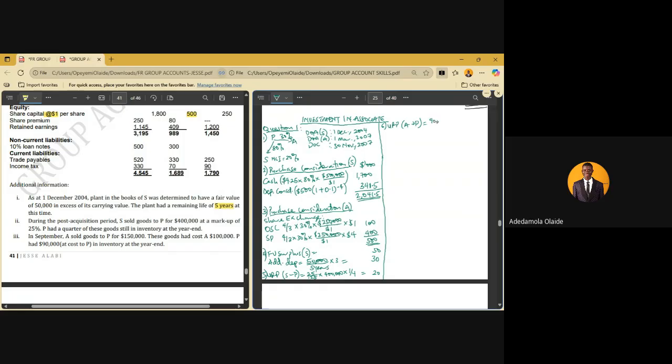90,000 is the inventory remaining, divided by the total cost of the inventory, 150,000, multiplied by what? Multiplied by 150,000 minus 100,000. We've done something like this before. 150 minus 100 is giving us the profit on the entire sales, 50. 90 over 150 is giving us what percentage of the goods they bought is yet to be sold. We use that to multiply the profit. We'll know what amount of the profit is yet to be realized. And that will give us how much?